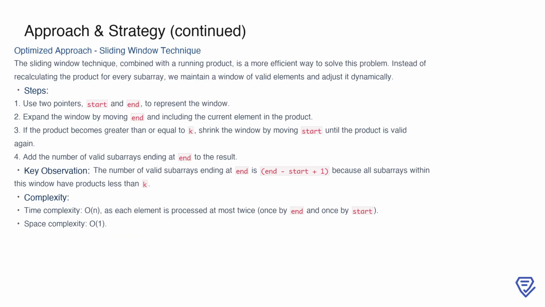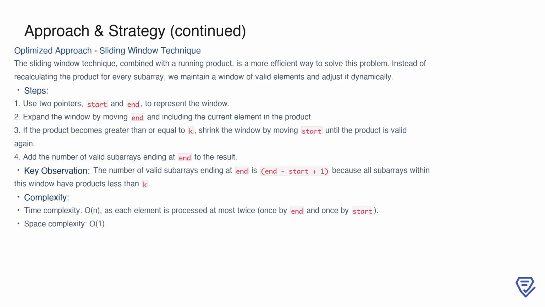Now, to address the inefficiency of the brute force method, we turn to the optimized sliding window technique, which leverages a running product to dynamically maintain a window of valid elements. Instead of recalculating the product for every subarray, this approach allows us to adjust the window as we process the array. The steps are as follows.